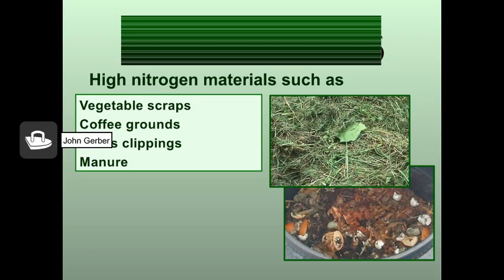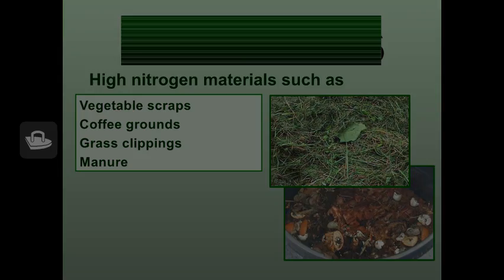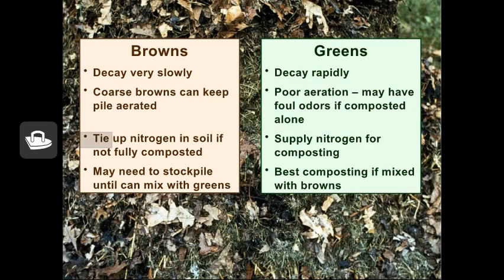And here are some examples of the so-called greens, which are rich in nitrogen. These materials also often are a little bit wet and soft as well. You've got to mix them with the browns to make a good compost. Because of their characteristics, browns and greens each have some problems if composted exclusively on their own, but they make excellent compost when they're mixed together.